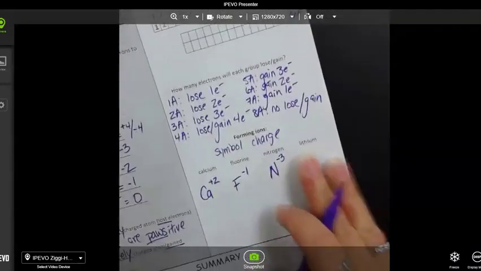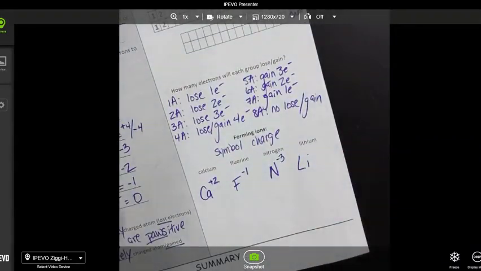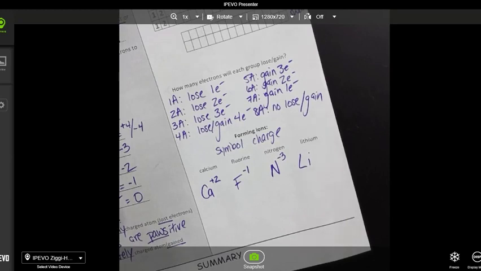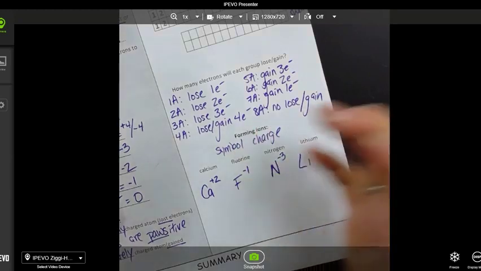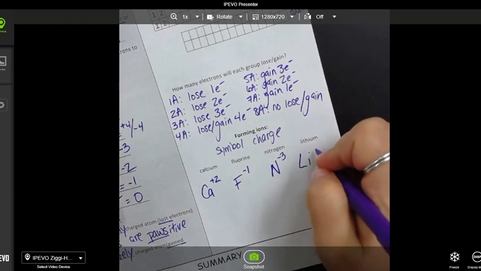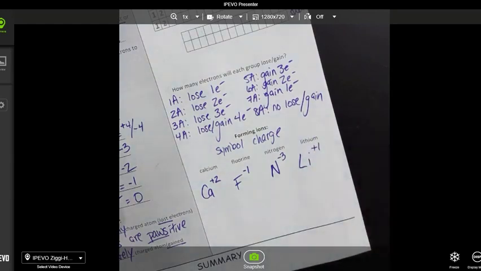And then last but not least, lithium, which we already did. Lithium is in group 1. So think about it. If lithium is in group 1, it has 1 valence electron. What is it going to want to do? Is it going to want to lose 1 or is it going to want to try to gain 7? It's going to lose 1 electron, so it's going to have 1 more positive than negative.